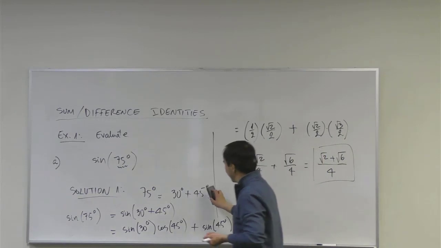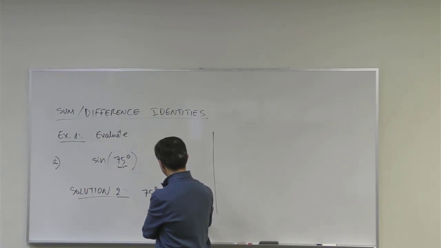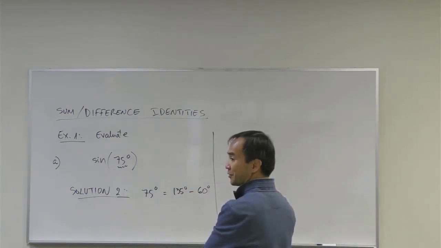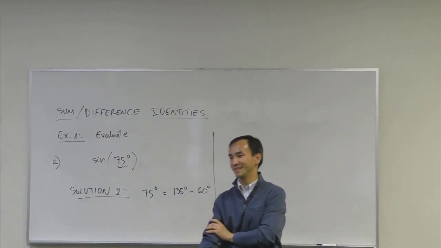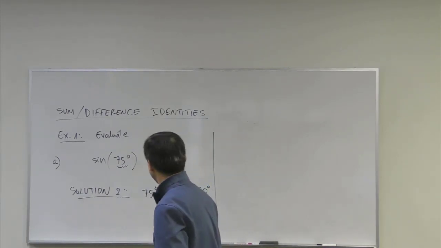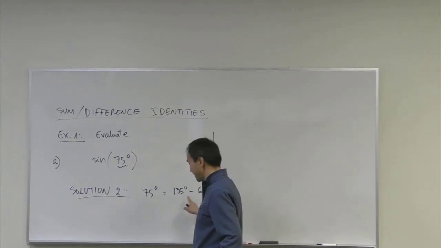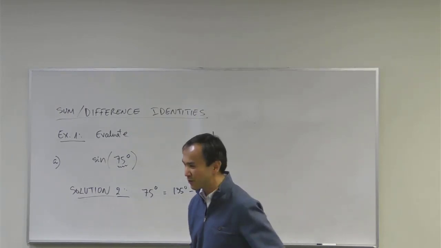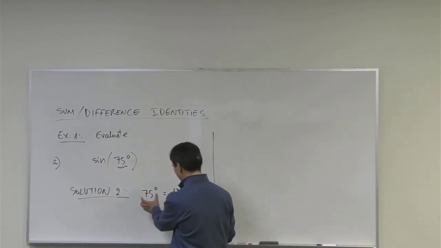So I want to roll back to this beginning point. The 75 degrees can be thought of as a difference between 135 and 60. We've got a difference here, the same angle, we can see that as a difference. Can you find these angles among the common angles in your unit circle? Well, 60 is easy. What about 135? What radian is that? That is 3π/4.